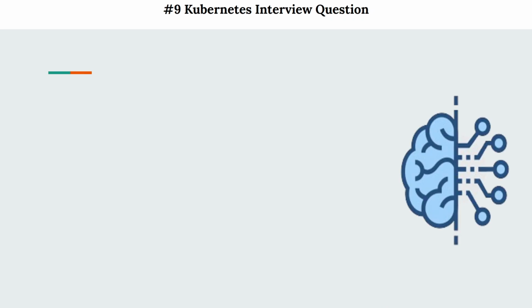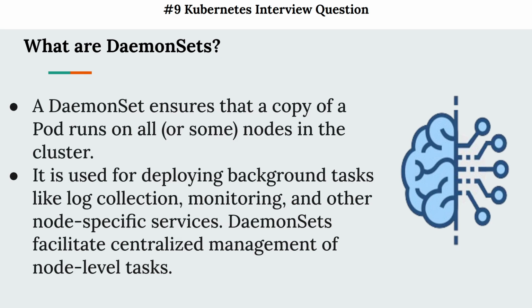Let's move to the ninth question. What are daemon sets? Let's see the answer. A daemon set ensures that a copy of a pod runs on all or some nodes in the cluster. It is used for deploying background tasks like log collection, monitoring, and other node-specific services. Daemon sets facilitate centralized management of node-level tasks.